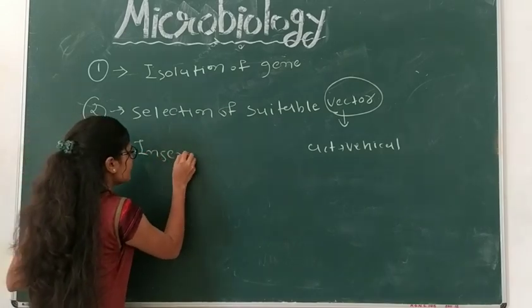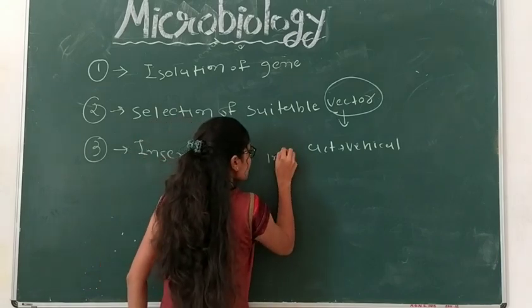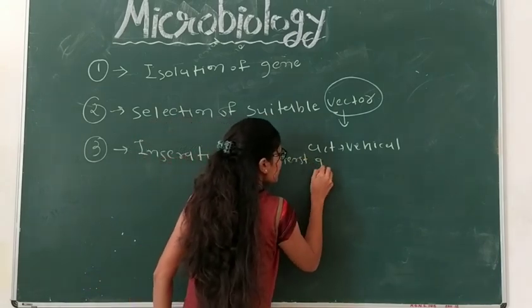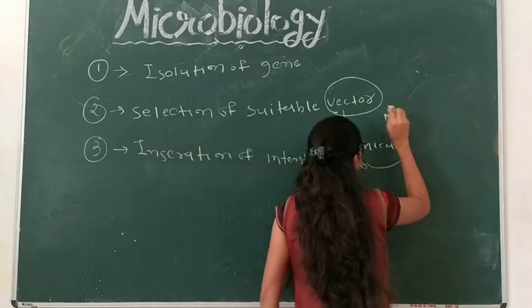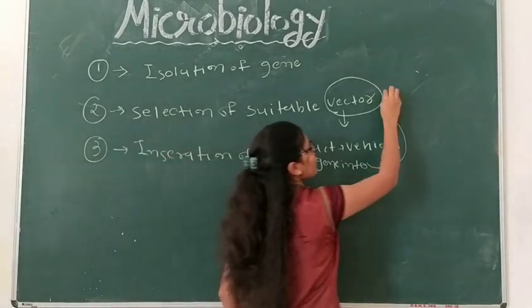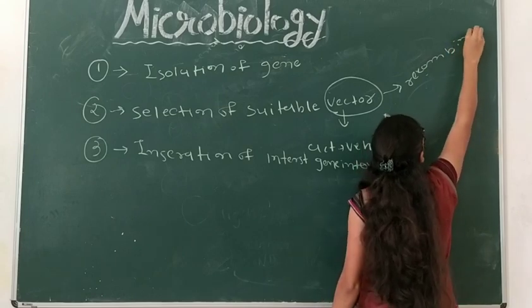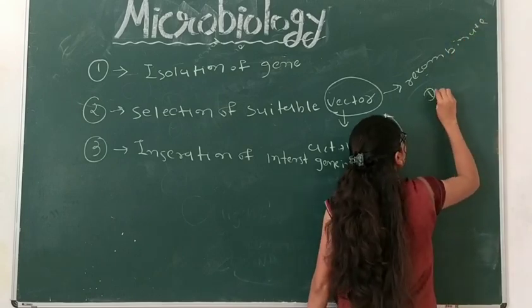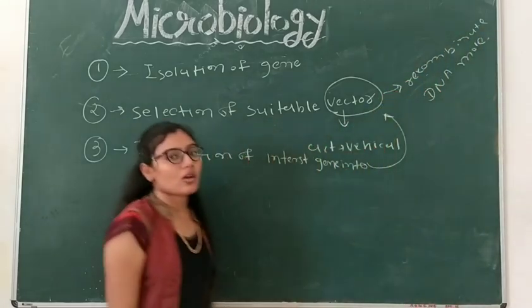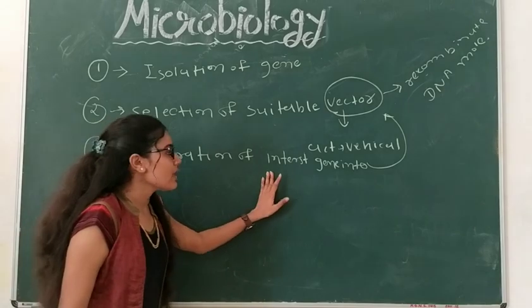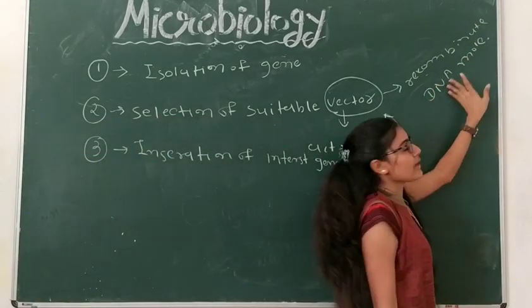Okay. So second step, selection of suitable vector, and third one is insertion of interest gene into the suitable vector, and it will form recombinant DNA molecules. Okay. Third step, insertion of our interest gene into the vector and it will form recombinant DNA molecules.